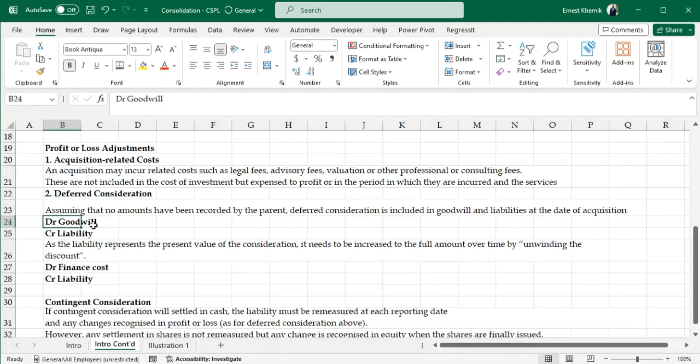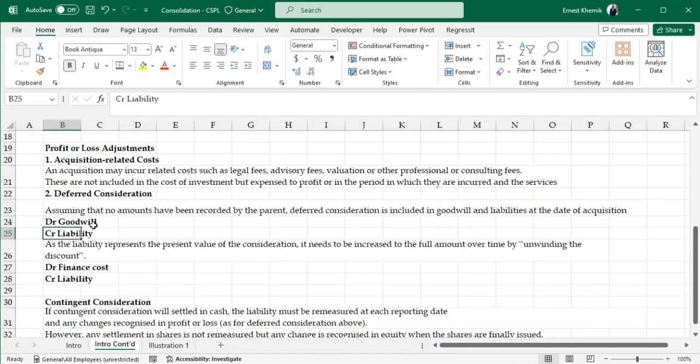Now, as we've learned previously, we know that the deferred consideration is discounted into its present value. And what we do is that we debit the goodwill, that is the cost of investment, and then the present value also becomes a liability. Whether it is a non-current liability or current liability depends on the time frame of this particular deferred consideration. If it is more than 1 year, it becomes a non-current liability. If it is less than one accounting period, it becomes a current liability.